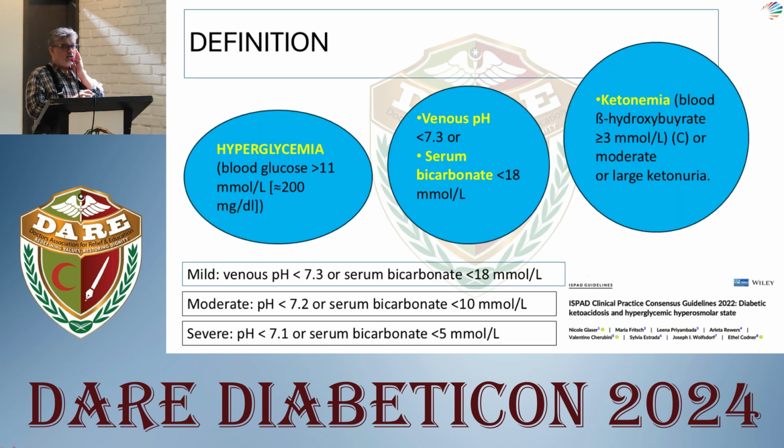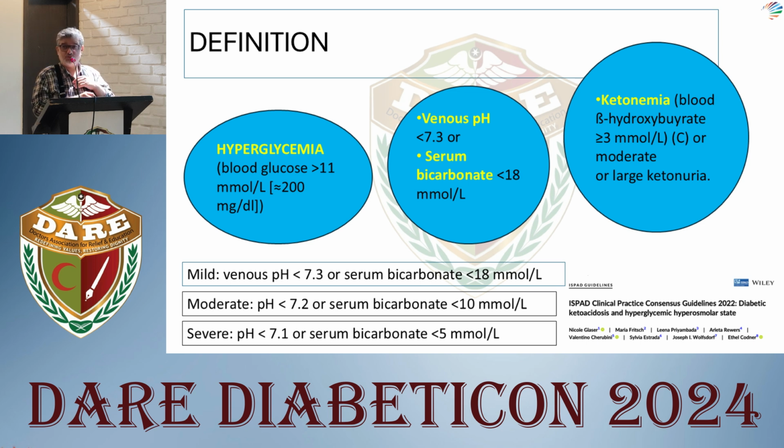Definitions. There are three main guidelines which have given definitions of DKA. The most famous is the SPAD, the International Society for Pediatric and Adolescent Diabetes. They define hyperglycemia as blood sugar more than 200 milligram percent, acidosis as pH of less than 7.3 and bicarbonate of less than 18, and ketonemia as beta hydroxybutyric acid of more than 3 millimoles per liter. They have divided it into mild, moderate and severe depending upon pH as well as bicarb levels.